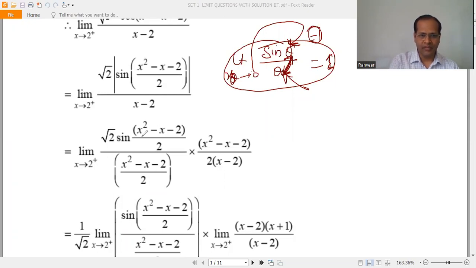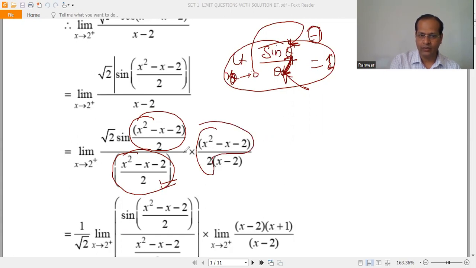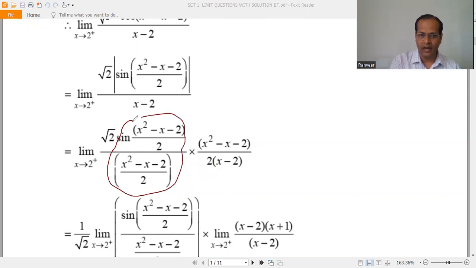Now just see, root under 2 sine of x square minus x minus 2. Whatever the value, first of all we have to write the same value. That means we divide by this value and multiply by this value, correct? And x minus 2 as before. So if you see x tending to 2 plus, this is nothing but the value, it is also coming 0, and this is also coming 0, then definitely the value of this limit becomes 1.